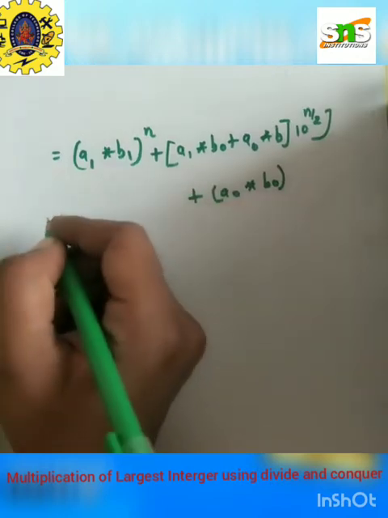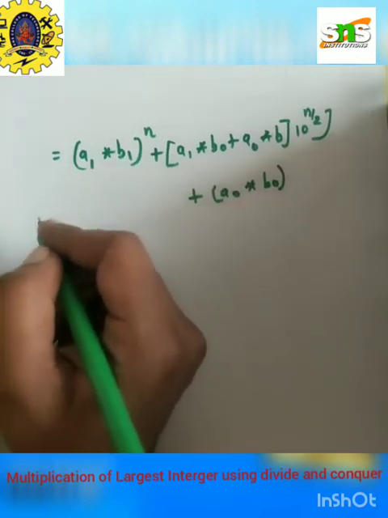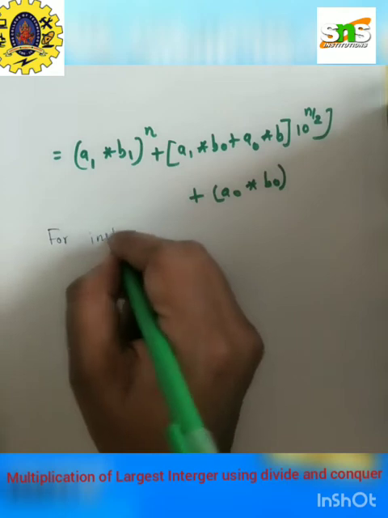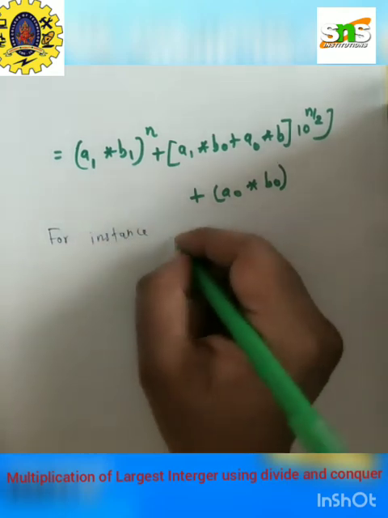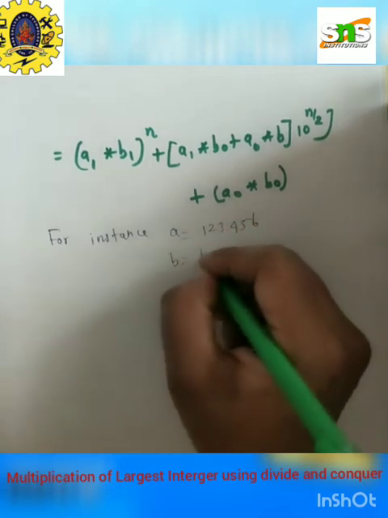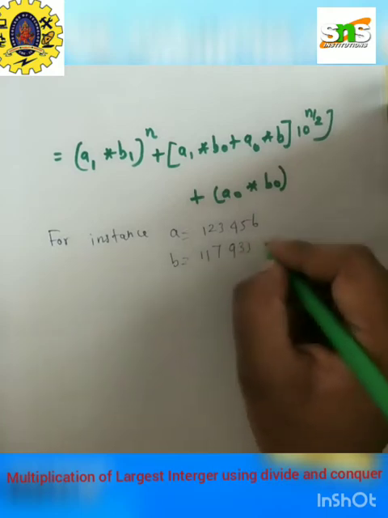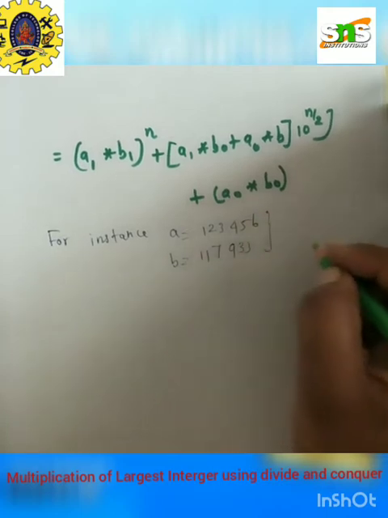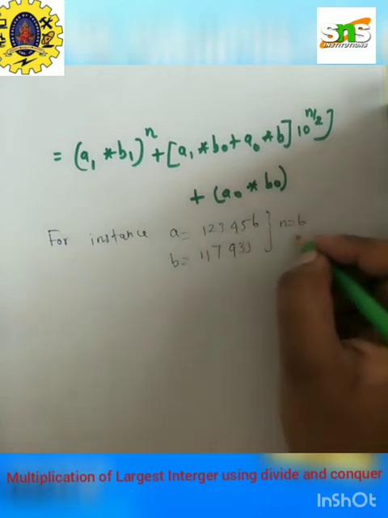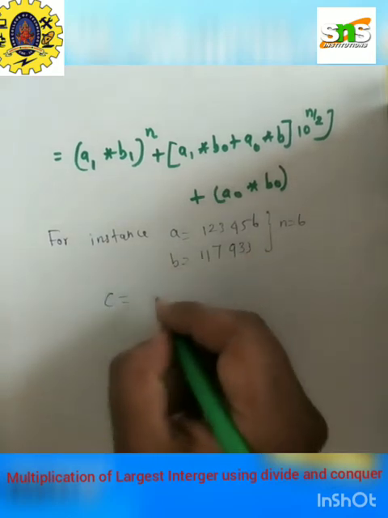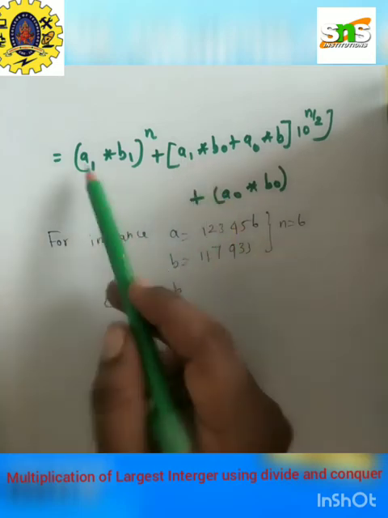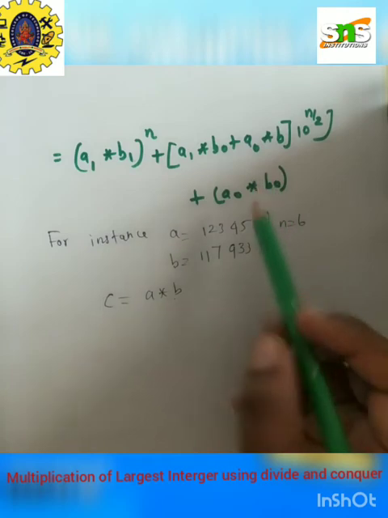Okay, so using this formula I am going to solve a simple multiplication. For instance, a will be taken as 123456, and b is equal to 117933. So here what is the n value? How many digits are in both the numbers? n is equal to 6. So we are going to multiply a and b and store the result in c. c equal to a star b. For this a star b we can use this formula with a1 and b1.